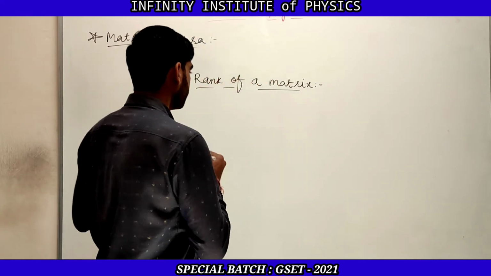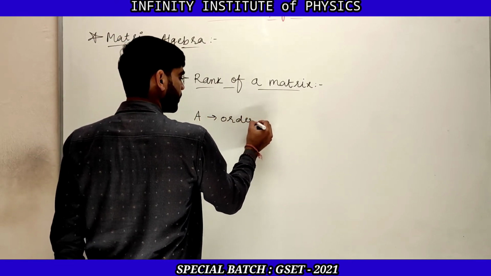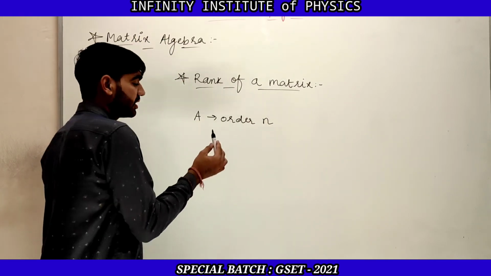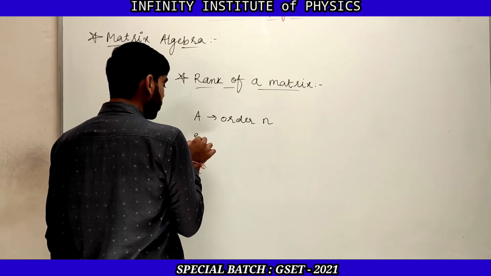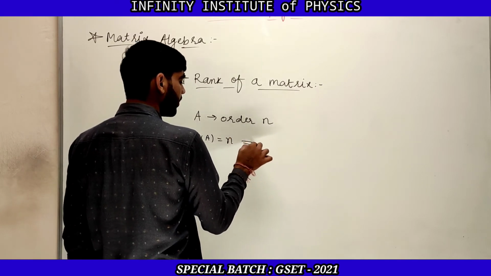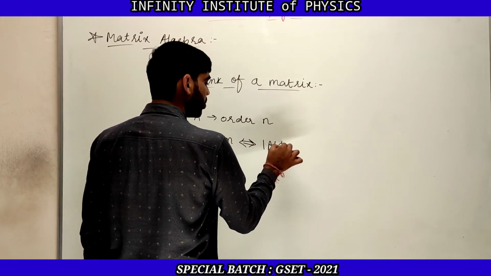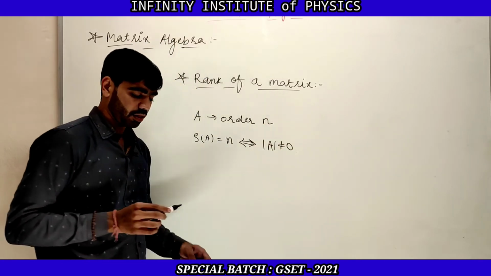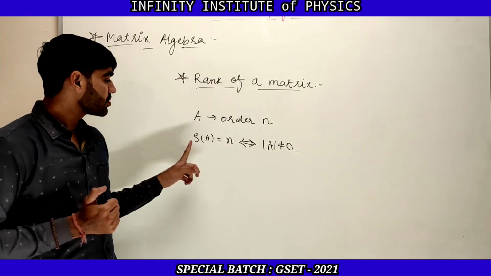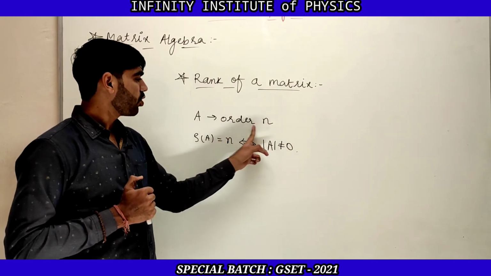So suppose A is a matrix of order n. Order n means it has n rows and n columns. Then rank of A, which is denoted by rho of A, is n if and only if the determinant of A is not equal to 0. If determinant of A is not equal to 0, then rank of A is equal to n. That means n is the order of that matrix.